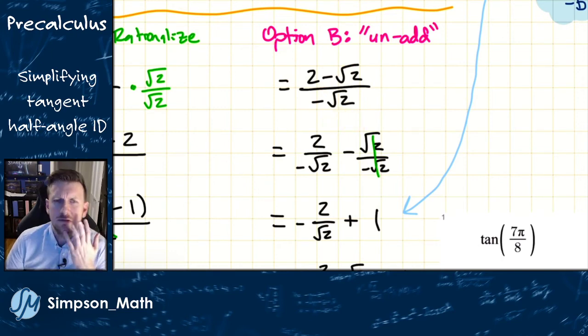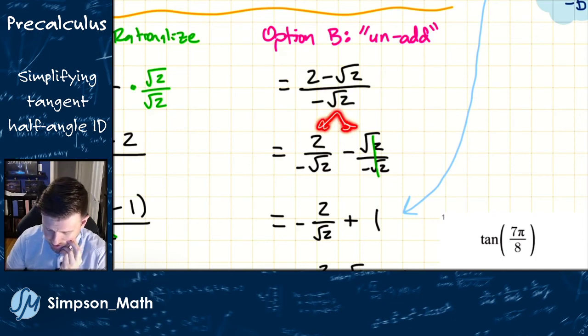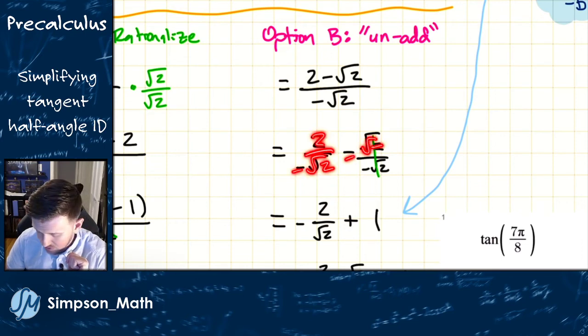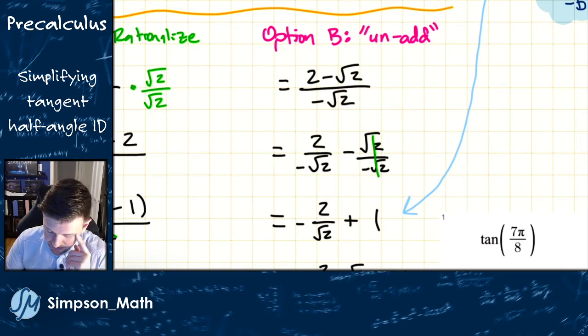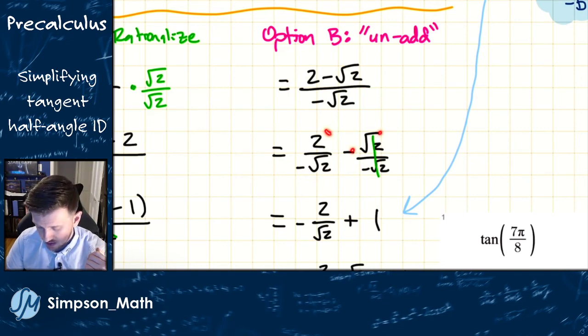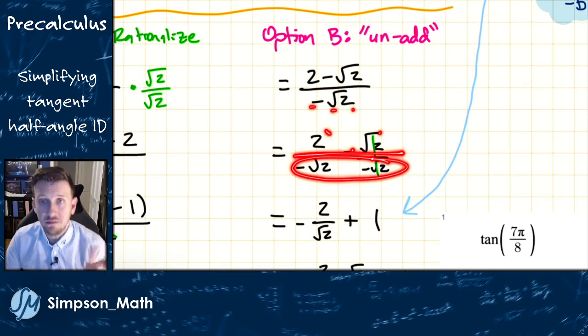Anytime you think, oh, am I allowed to do this? I break this apart. I write it 2 over negative square root of 2 minus square root of 2 over negative square root of 2. I write that, go, was that legal? Well, go backwards. They have the same denominator. So if I add them, this would be a 2 minus square root of 2 over this same thing, negative square root of 2. Yep, that's legal.